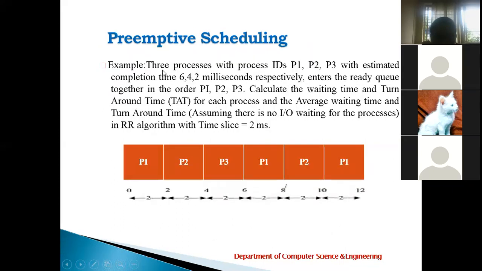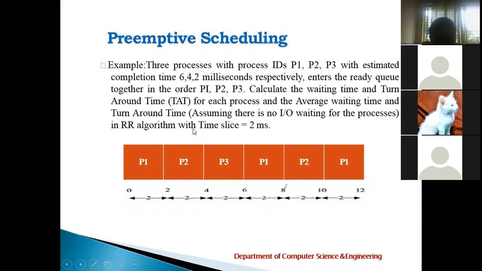Just here, there are three processes with the process IDs P1, P2, P3. P1 execution time is 6, P2 execution time is 4, and P3 execution time is 2 milliseconds respectively. They enter the ready queue together in order: first P1 has entered, second P2, third P3. Now what they're asking is to calculate the waiting time and turnaround time for each process. But here the average waiting time is asked.